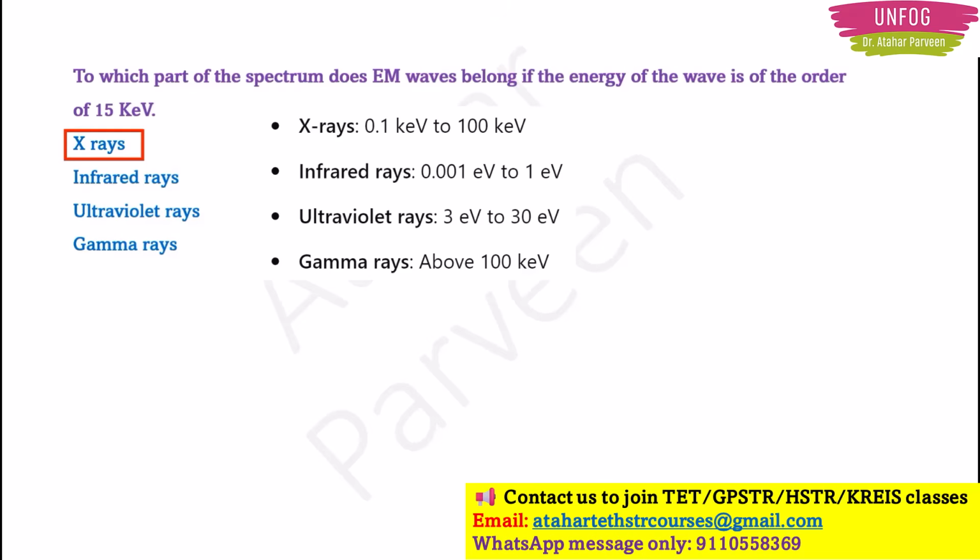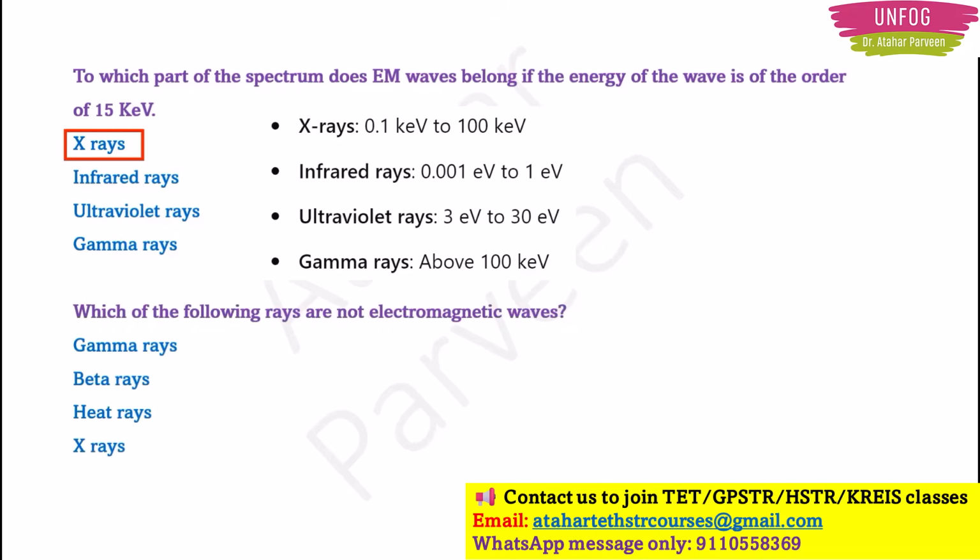In case they were giving you something else which is less than 1 eV, then you would say it is infrared rays. If they would have asked the energy which is less than 30 eV but more than 3 eV, then you can say it is ultraviolet rays. If energy is more than 100 keV, then obviously your answer will be gamma rays. So this thing is a safer thing to remember.